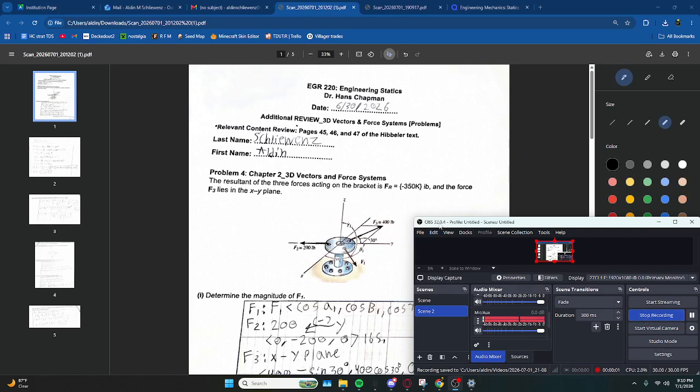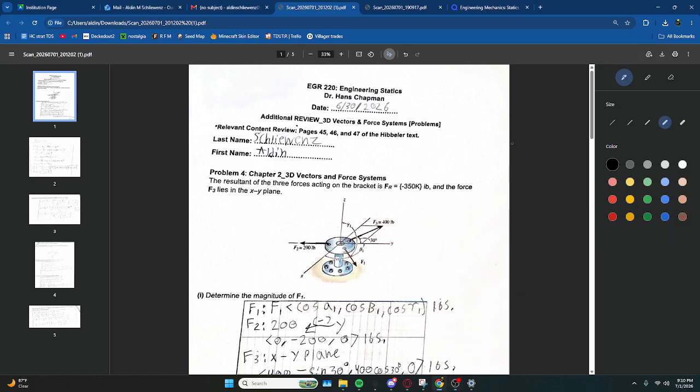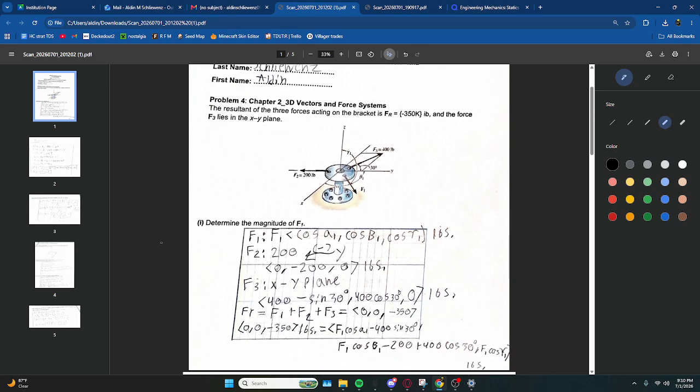Hi, this is Aldin Schliewenz presenting solutions for problems 4 and 5 in the assessment quiz on three-dimensional vectors and force systems. So for problem number 4, I determined the forces and wrote them in component forms.